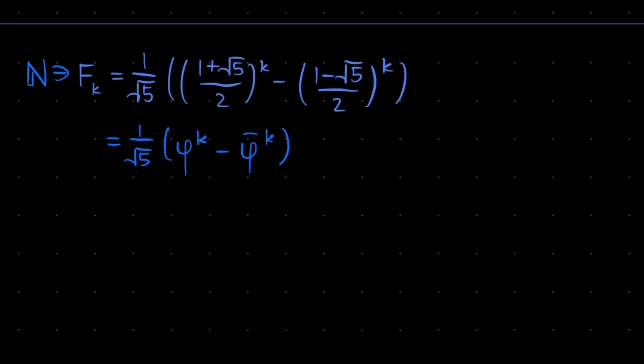Fantastic. Now, let us summarize what we did. We derived what f of k in its closed form is. It's 1 over the square root of 5 times phi to the k minus phi bar to the k, where phi is the golden ratio. And that's the whole video.